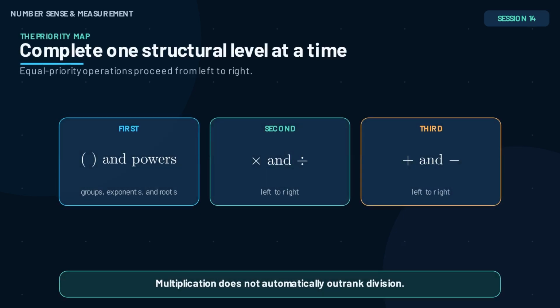First, simplify grouping symbols, exponents, and roots. Next, perform multiplication and division from left to right because they have equal priority. Finally, perform addition and subtraction from left to right because they also have equal priority. The order is based on operation level, not on whichever symbol appears most familiar.